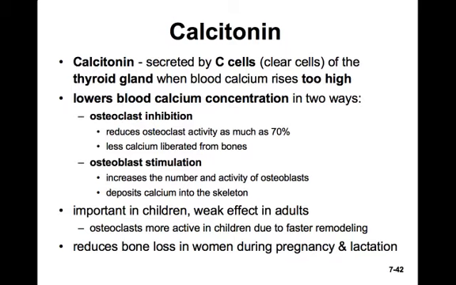Calcitonin is another hormone that's secreted by the C cells or the clear cells of the thyroid gland. And it's secreted when blood calcium levels rise too high. It lowers calcium concentration in 2 ways. First of all, it's going to inhibit osteoclasts. Now remember, osteoclasts break down tissue and release calcium into the blood. So if we inhibit their activity with calcitonin, then there will be less calcium liberated from the bones and thus lower levels in the blood.